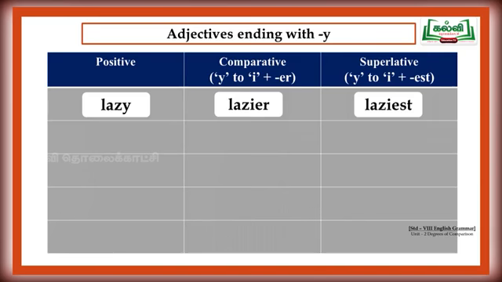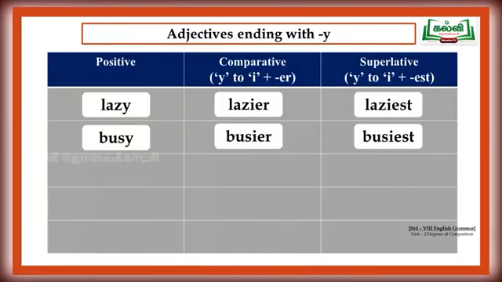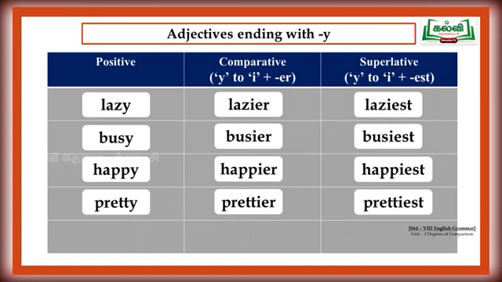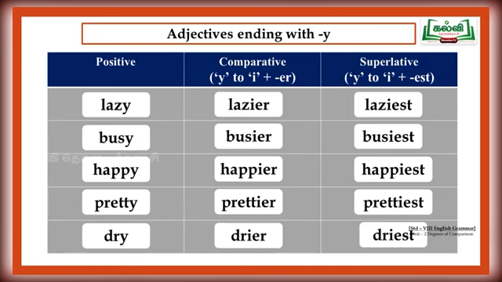Lazy, lazier, laziest. Are you lazy? No, we are not lazy always. We are always brisk. Good. Busy, busier, busiest. Happy, happier, happiest. Pretty, prettier, prettiest. Dry, drier, driest.